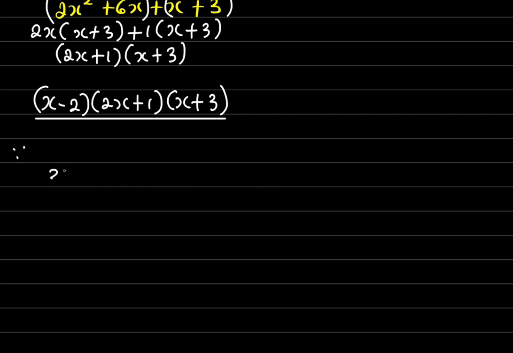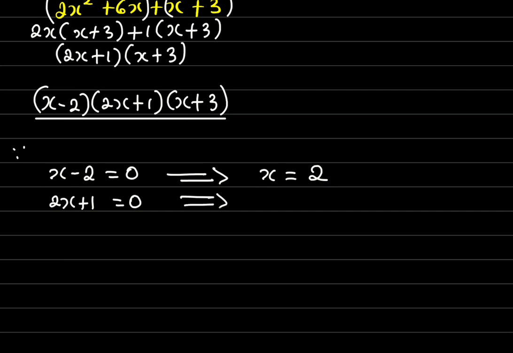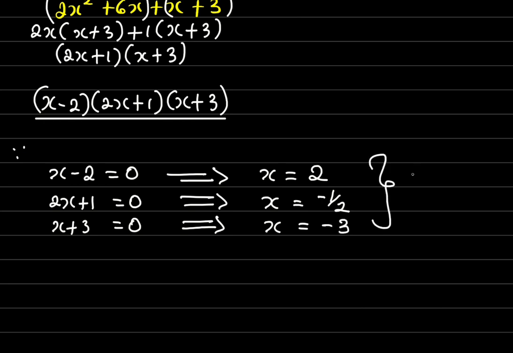Therefore, to find the zeros, we say x minus 2 is equal to 0, which implies that x is equal to 2. Then 2x plus 1 is equal to 0, which implies that x is equal to minus 1 over 2. Then we have x plus 3 is equal to 0, which implies that x is equal to minus 3. You see this? These are the zeros of the polynomial. So I've solved this question. That is how we have to do it. This is exactly what we are asked to do, and we've done it.